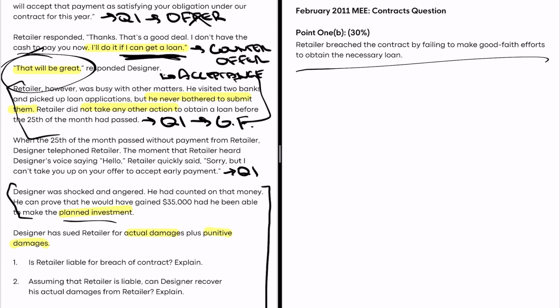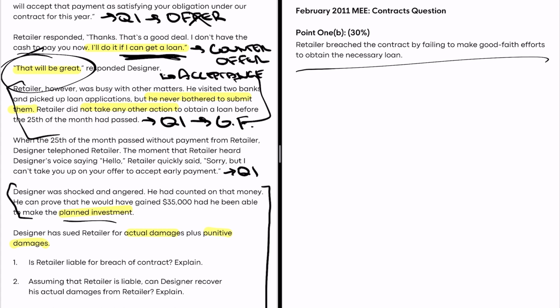So we have formation because the contract modification is supported by additional consideration. We have offer, acceptance, consideration. There's no defenses to formation that invalidate it, right? That gives us this new modified contract. So he has a duty under the new modified contract, retailer does, to make good faith efforts to obtain the necessary loan. He fails to do that. That is our breach of contract.